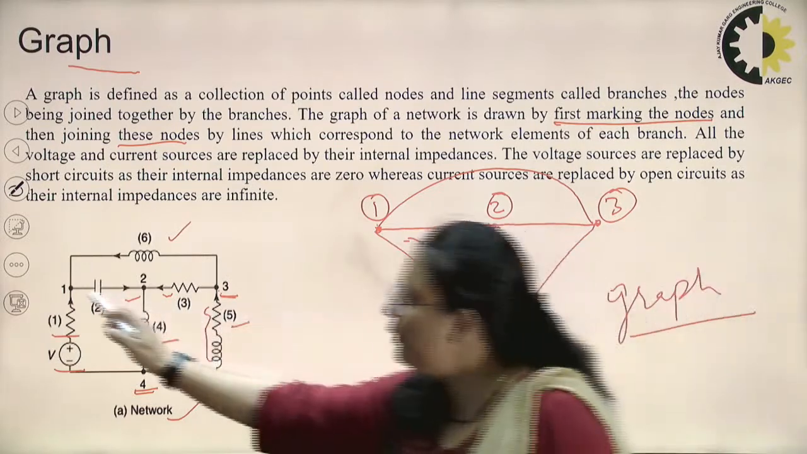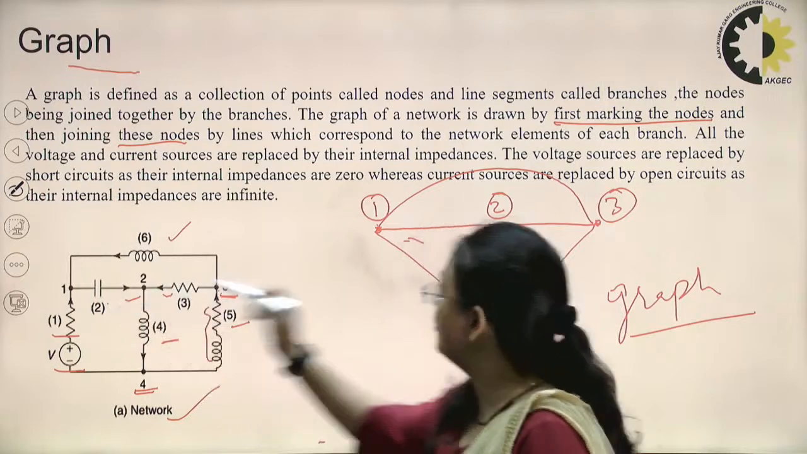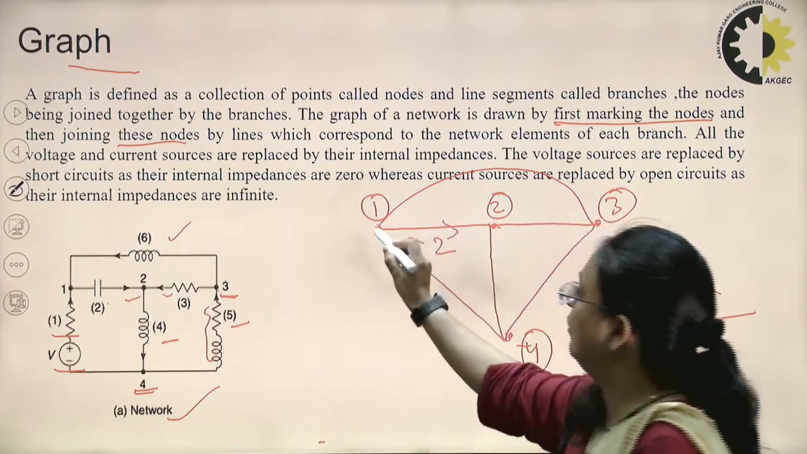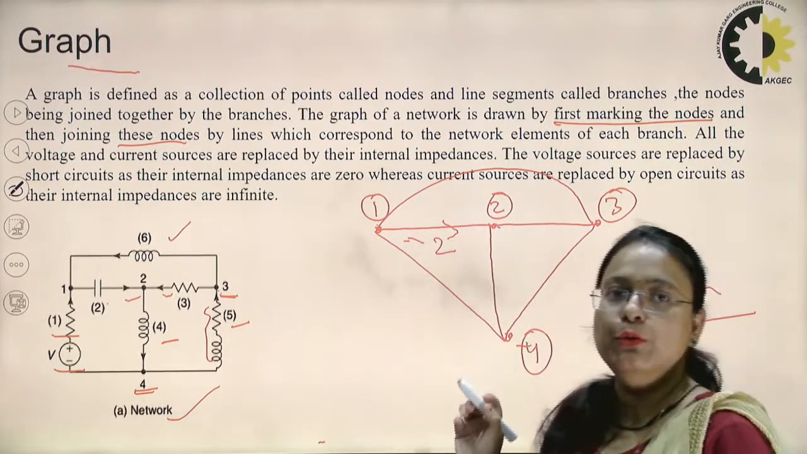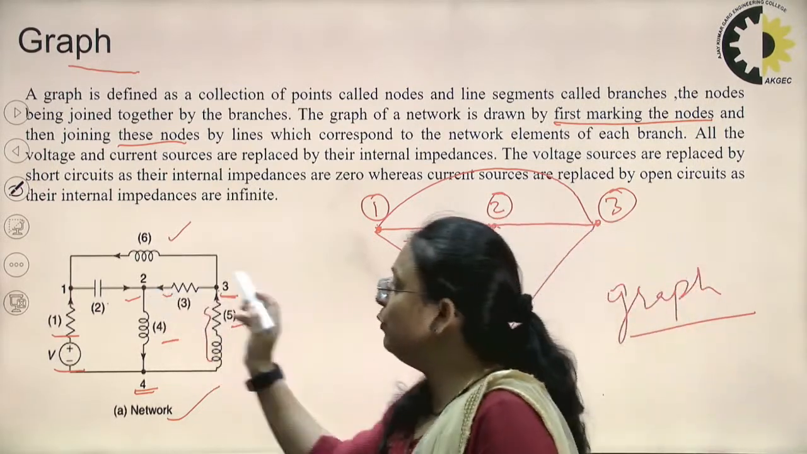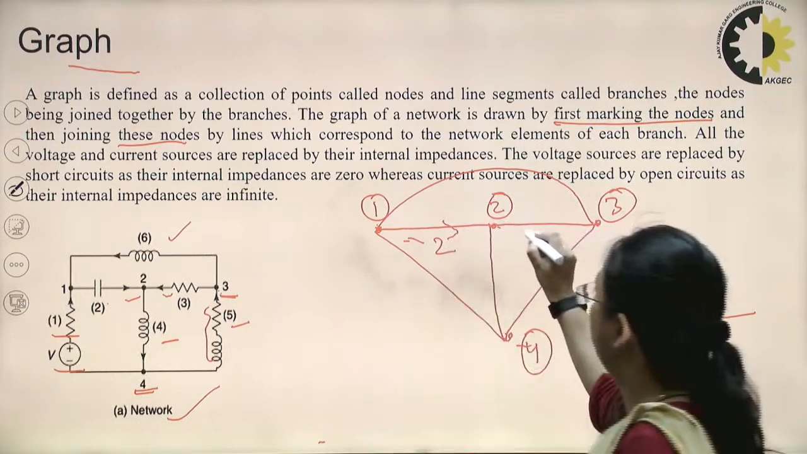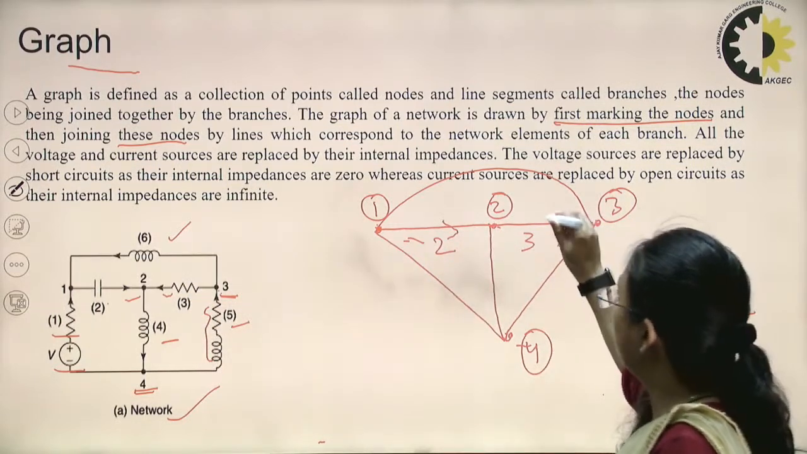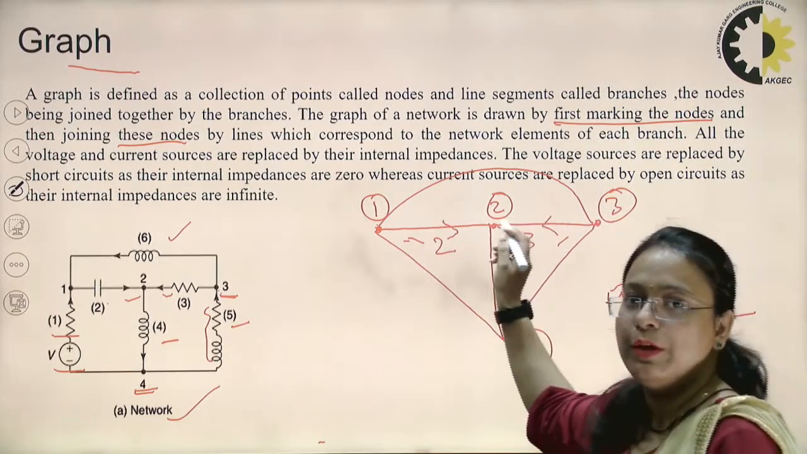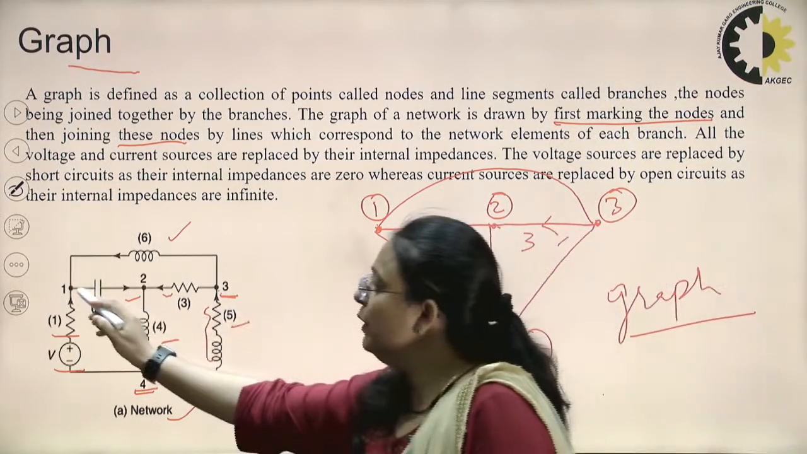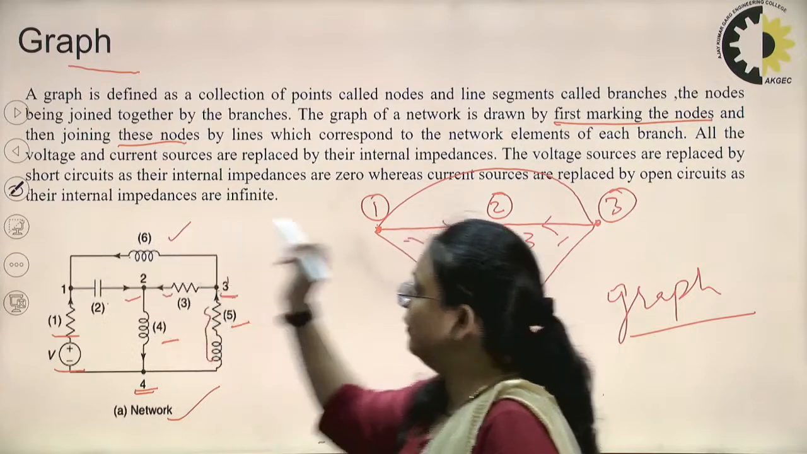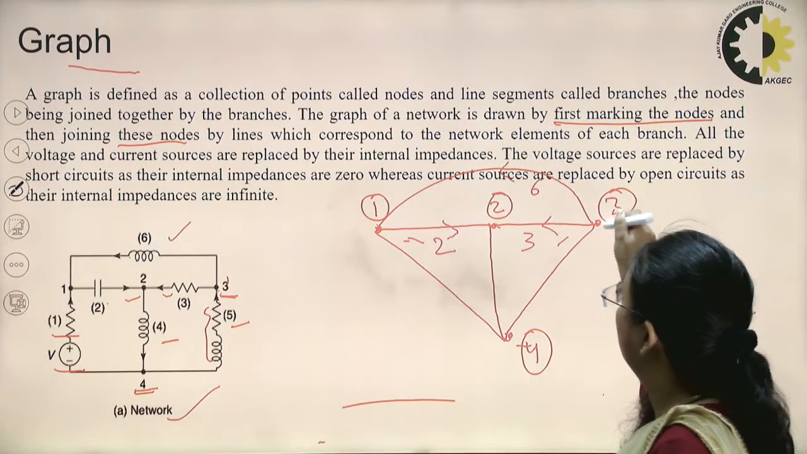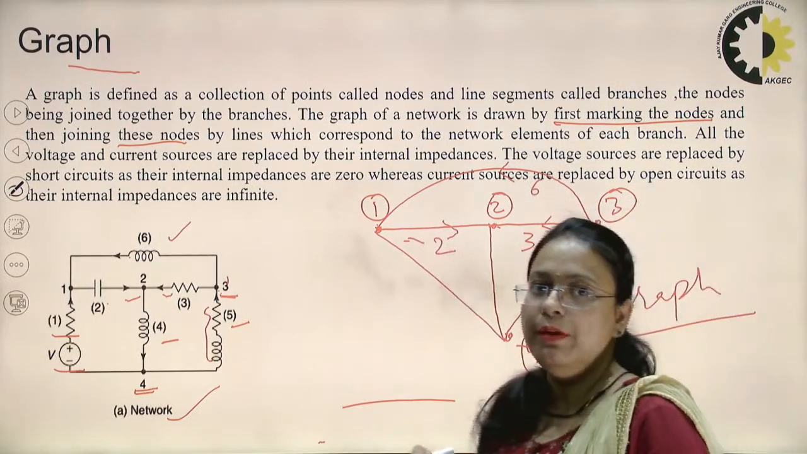So you can see between node number 1 and 2, branch 2 is represented here, and the direction of current is from node 1 towards node 2. And between node number 2 and 3 branch 3 is represented here, and the direction of current is from node number 3 towards node number 2. Now between node number 1 and 3 the branch is the 6th branch, and the direction of current will be from node number 3 towards node number 1.